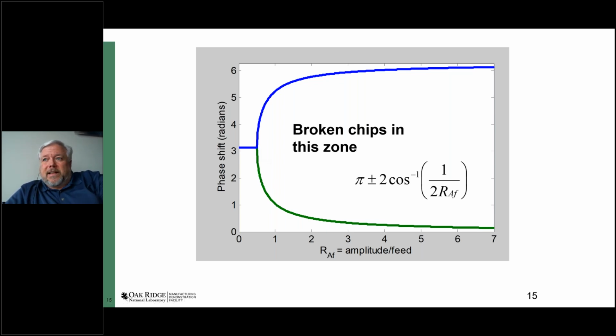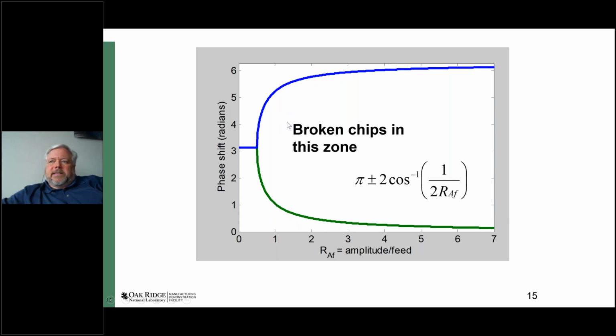So it turns out, in order to insist that the chips break, I have to have an amplitude of motion that's at least half of the feed per revolution. And if it's half, then I have to have the phasing exactly right. I have to have 180 degrees out of alignment in order to make it happen. But as the amplitude gets a little bigger, only a little bigger, then the zone in which the chips break gets much wider. It gets wider fast.